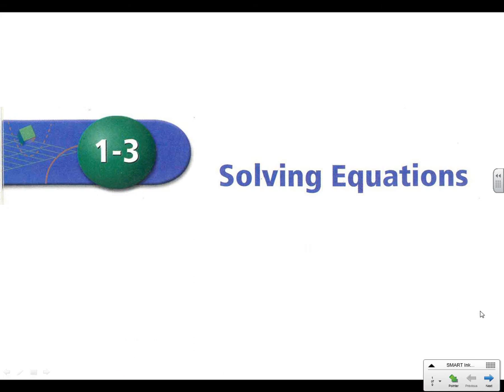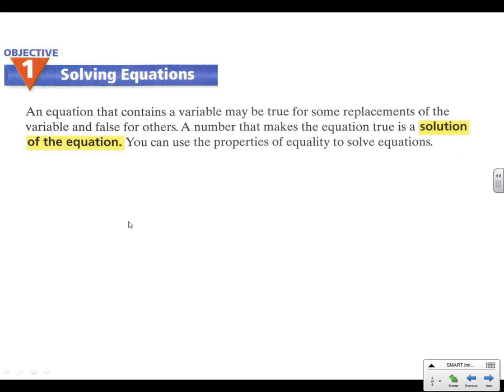Okay, 1-3 solving equations is what we're up to today. When we solve equations, we're going to take all of our variables and try to find numbers for them. An equation that contains a variable may be true for some replacements of the variable and false for others. The number that makes the equation true is the solution of the equation. So something like this, 5x equals 10.